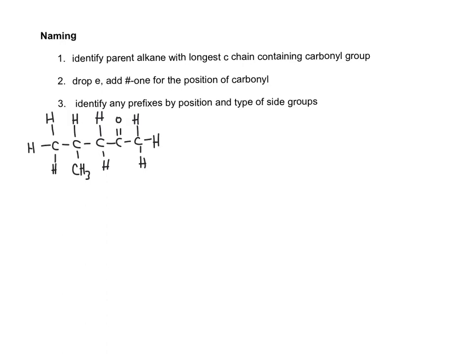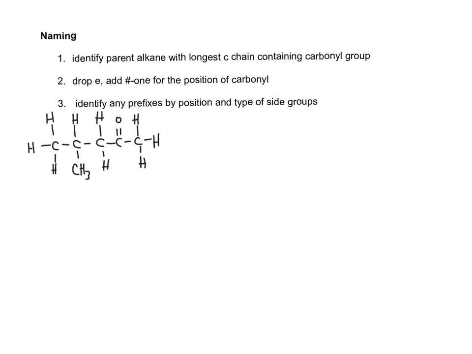Okay, naming. So first thing you do, just like we've been doing, you identify the parent alkane as the longest carbon chain that contains the carbonyl group. Drop the E and add the number and the -one ending for the position of the carbonyl group. And if there's any other side groups, then you put them in as prefixes.